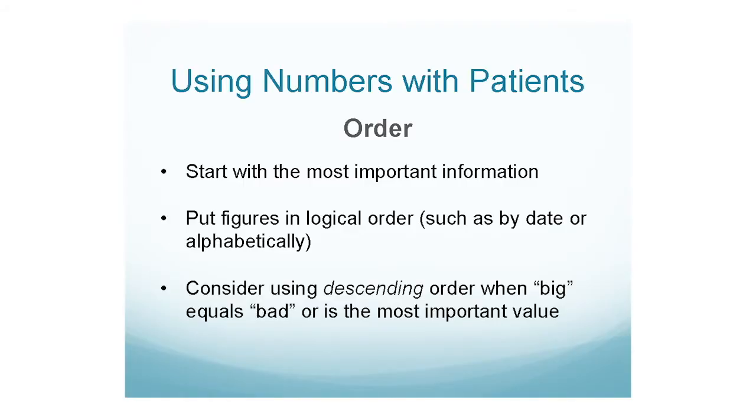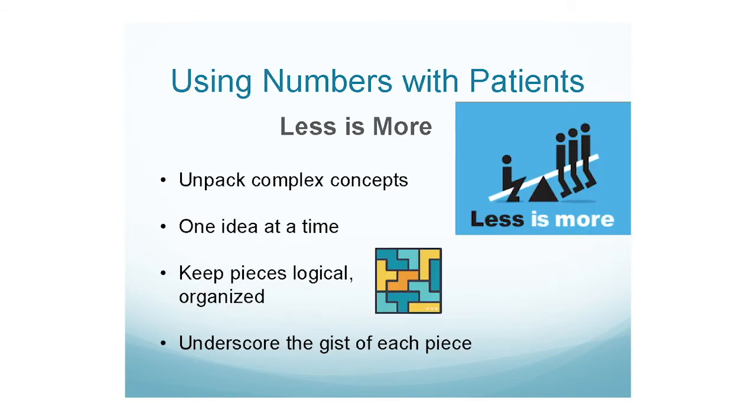They should be in logical order otherwise, and also do the descending order, in big equals bad, or the most important value. Okay. Less is more a lot of times. Unpack your complex concepts, do one idea at a time, keep the pieces logical and organized. That's really important to make sure that people are understanding the nature of it, and underscore the gist of each piece. So when you're using the numbers or putting it in, make sure that the gist part of it is in there as well as the verbatim, so that you're making sure that people are getting that.